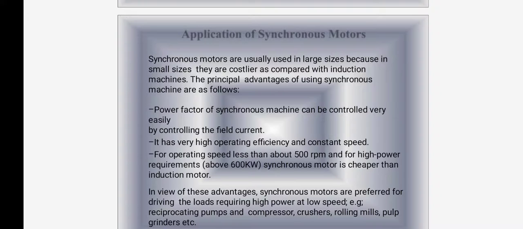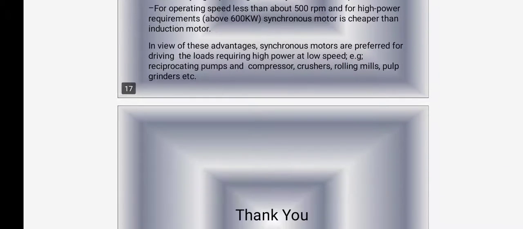For operating speed less than about 500 rpm and for a high power requirement above 600 kilowatts, a synchronous motor is cheaper than the induction motor. In view of these advantages, synchronous motors are preferred for driving loads requiring high power at low speed. Examples: reciprocating pumps and compressors, crushers, rolling mills, pumps, and pulp grinders.